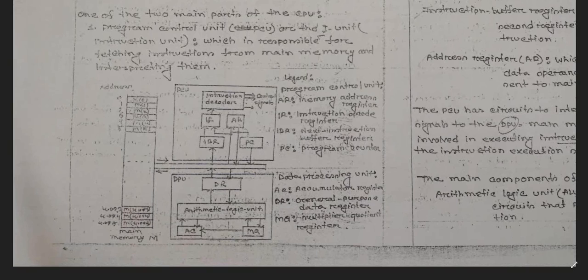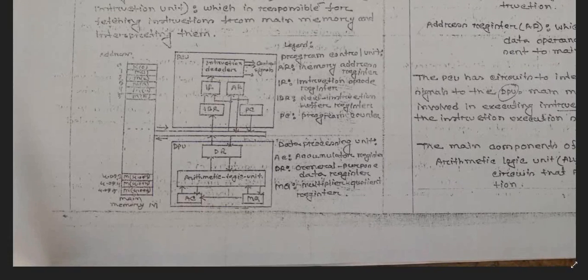This is a diagram for those register based computers. In the section we can have those sections. Here AR is for the memory address register. Then IR is for the instruction or opcode register. IBR is for the next instruction buffer register. PC is for the program counter. And now this is the PCU section, and now we are in the DPU section.